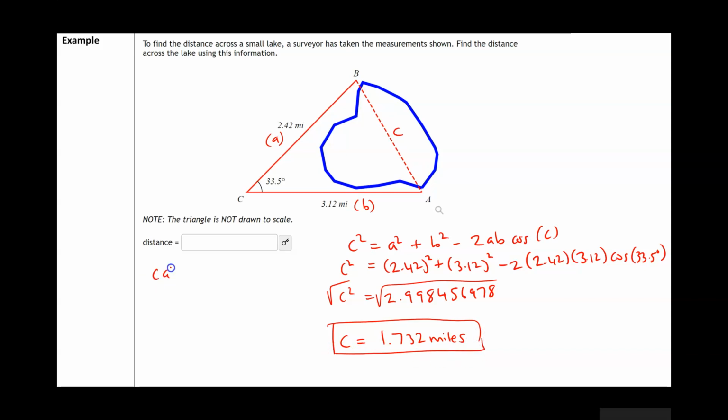A quick calculator tip. Instead of taking the square root, because then you have to type this whole thing again, when you have the 2.998456978 in your calculator, you can simply take that answer and raise it to the power of 0.5, using your exponent key. Raising it to the power of 0.5 is the same as square rooting. It'll just save you a little bit of time.